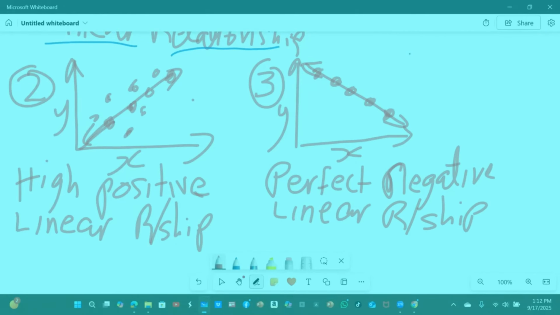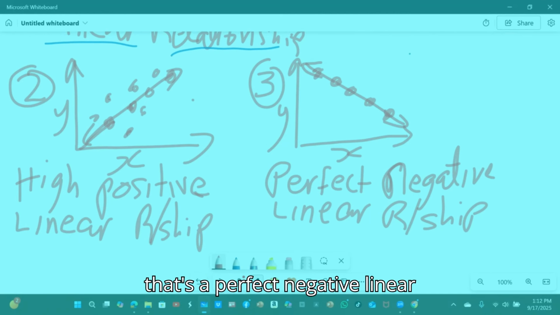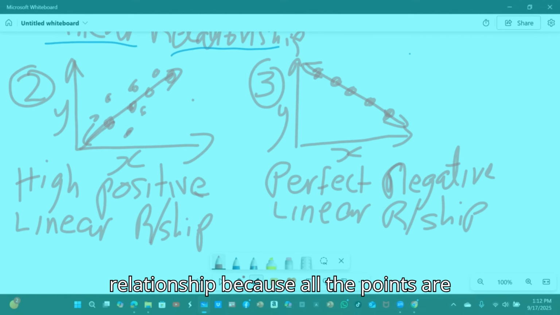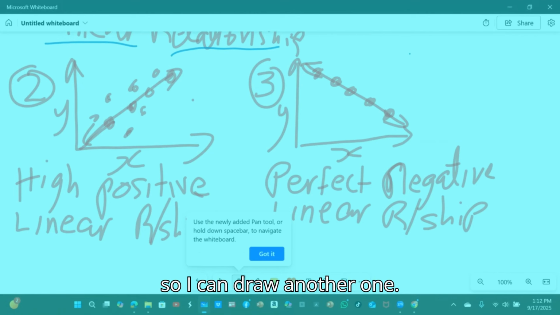All right. So that's a perfect negative linear relationship. Why perfect? Because all the points are on the line. That's a perfect negative linear relationship because all the points are on the line. Okay, so the next one. I'm going to pull up the chart so I can draw another one.